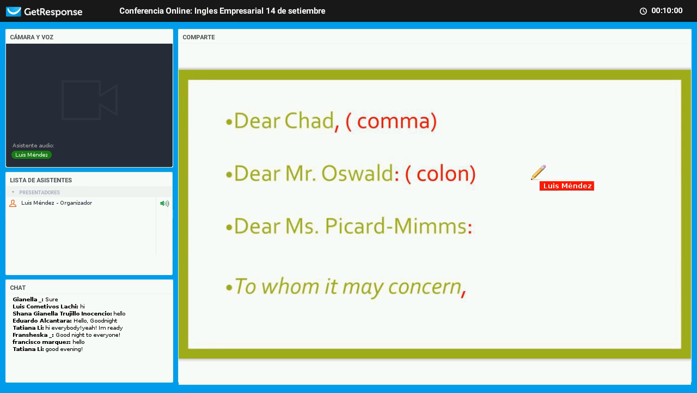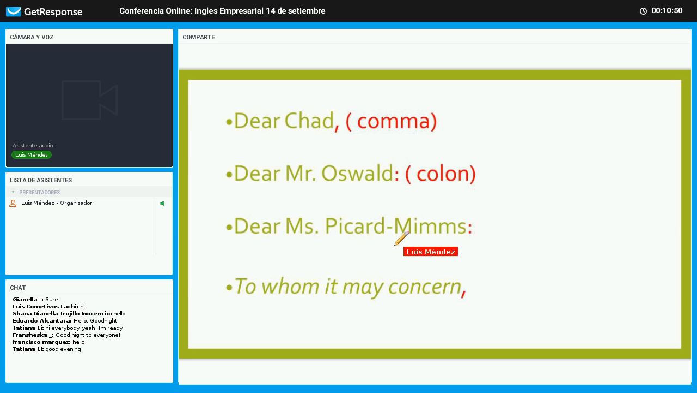Here we have some examples that we can use when we know the name of the person. If you notice, most of the time we just say dear. You can say, for example, dear Chad, which is the name, and I use a comma. I put it in red so it can be clear. Or you can say, dear Mr. Oswald, when you want to be a little more formal, and you can put a colon. Or if you want to be a little more formal, you can say, dear Mrs. and the complete name, and also use a colon.